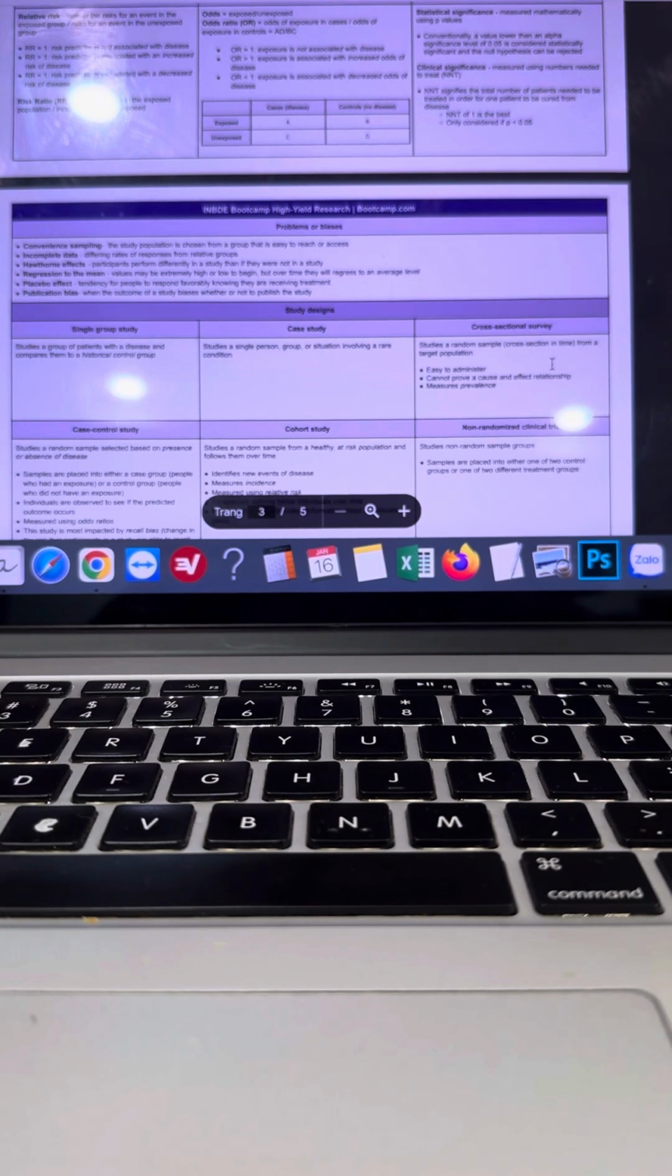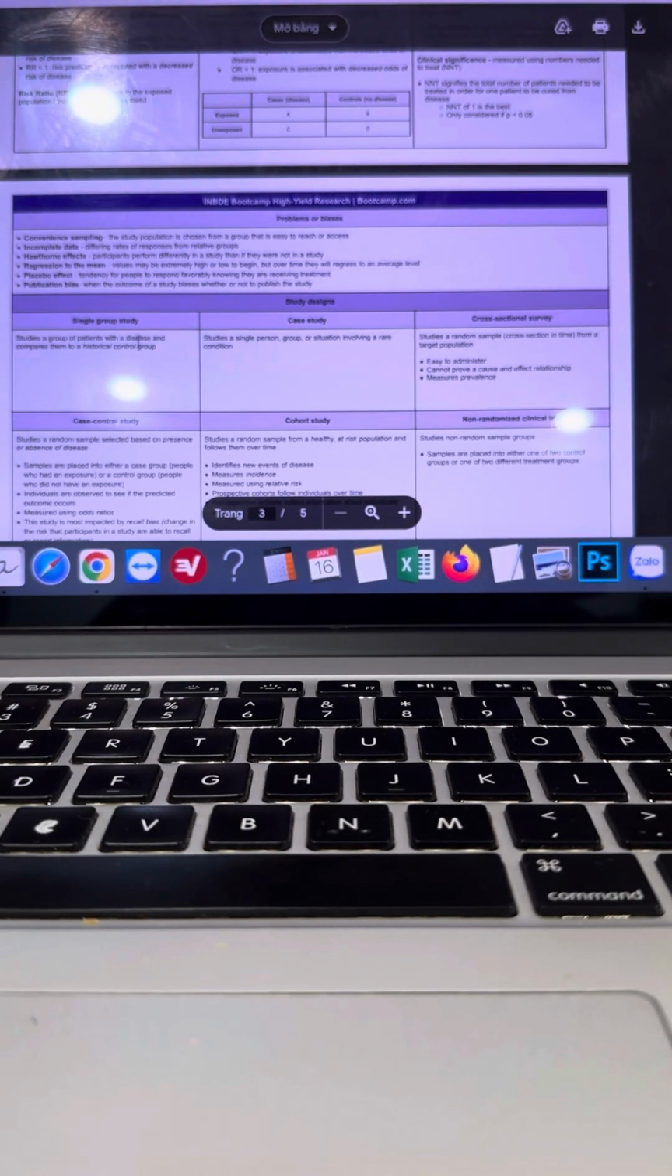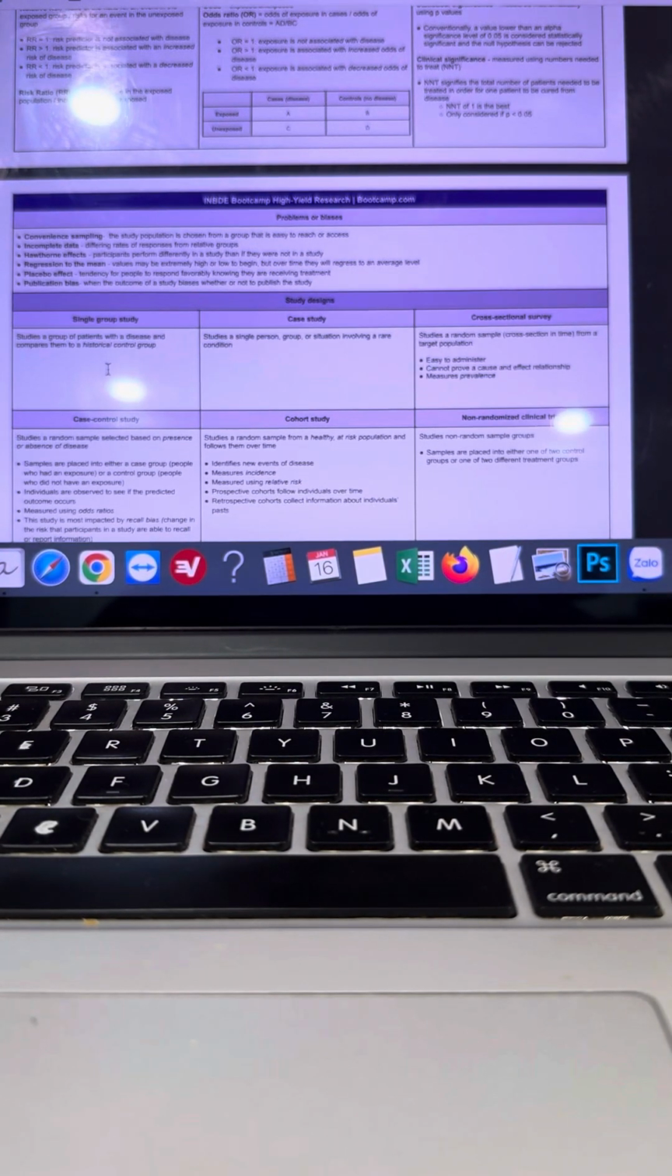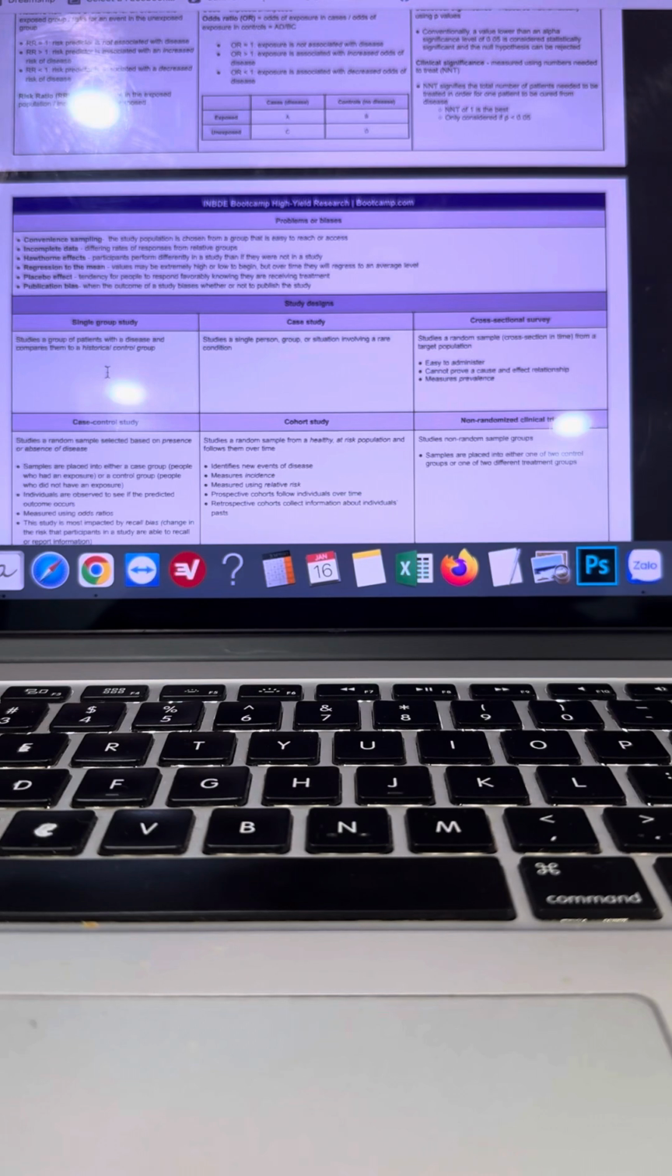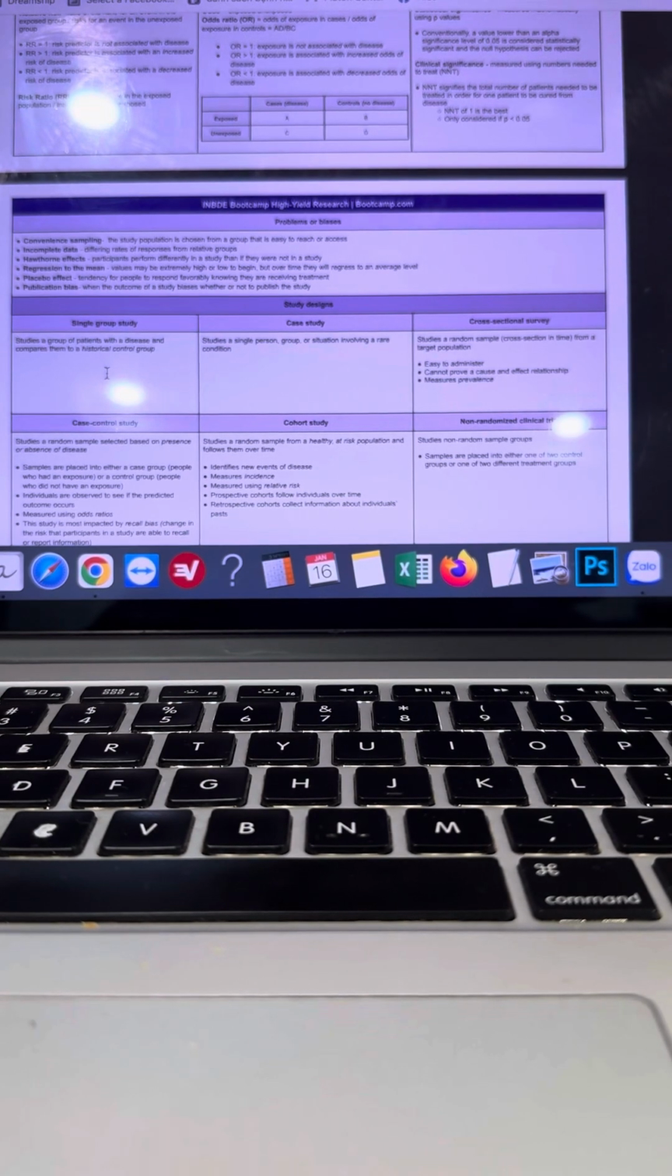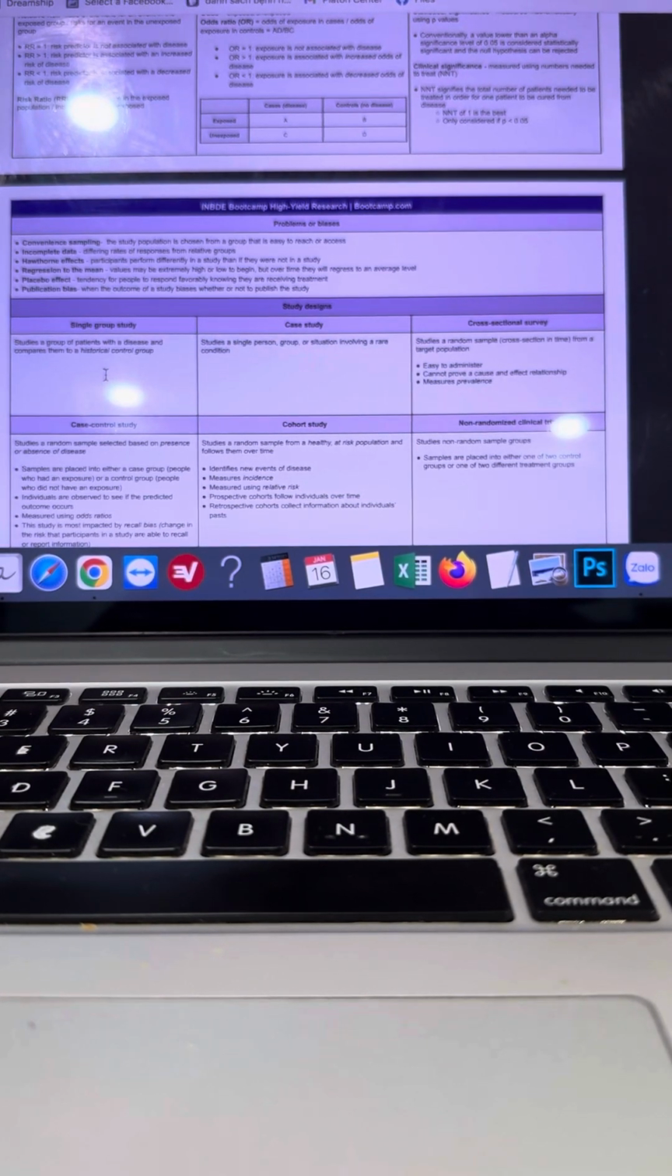Single group study: a group of patients with the disease is compared to a historical control group. Case study: a single person, group, or situation involving the condition of interest.